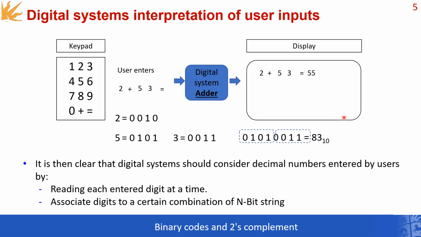What digital systems do in order to add is that they read each digit at a time, and then they associate the digits to a certain combination of n-bit strings. In other words, an n-bit string which would be correct and not a wrong representation like in this example over here.